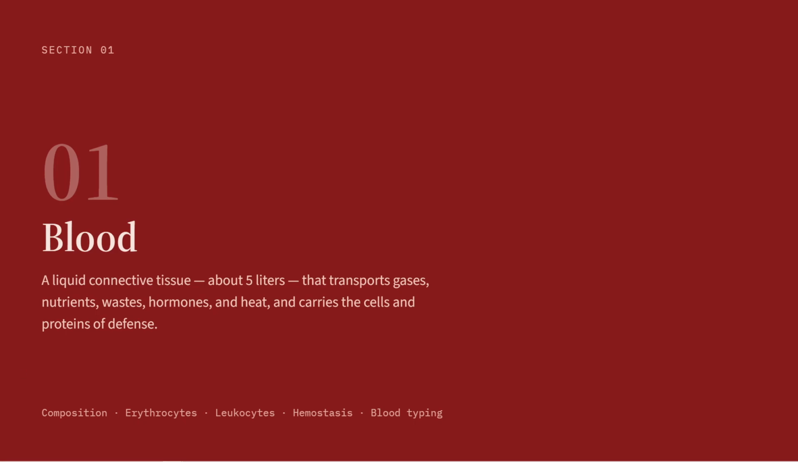Let's start with blood itself. Think of blood as a liquid connective tissue, about 5 liters in an adult. It transports gases, nutrients, waste, hormones, and heat, and it carries the cells and proteins of your defenses. Everything downstream depends on it.